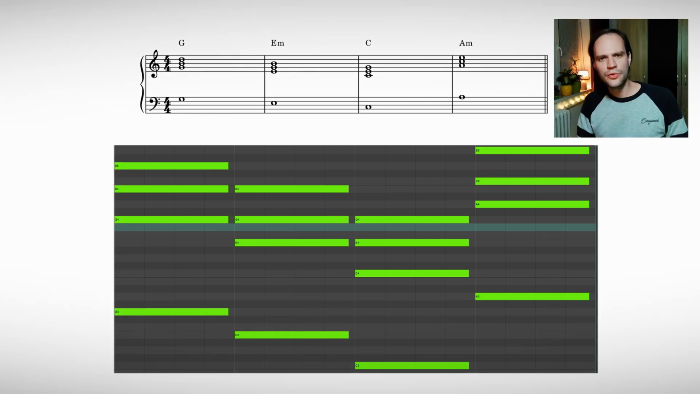Right now the chords move in parallel motion, and this means that all of the notes move in the same direction, up and down. And this creates a restless, unbalanced and bumpy effect.